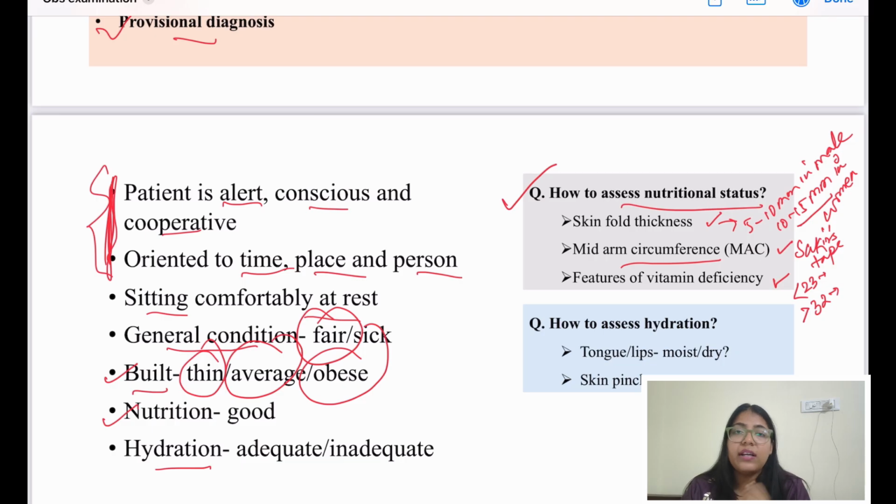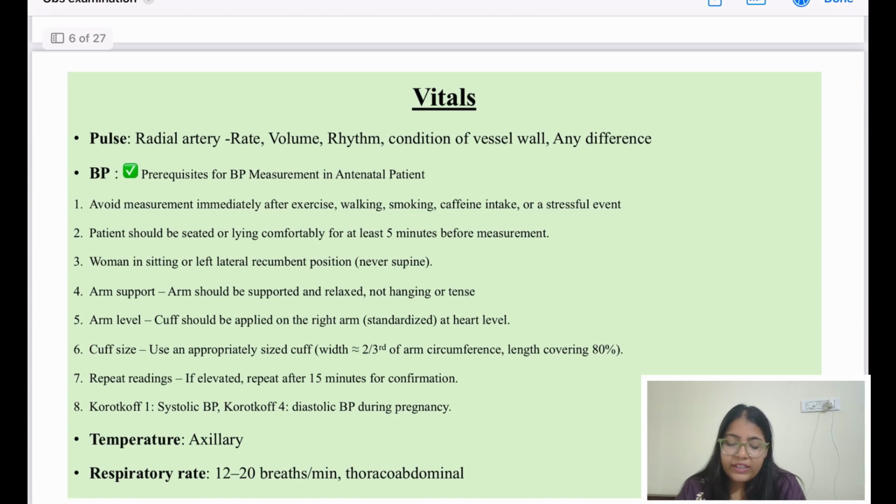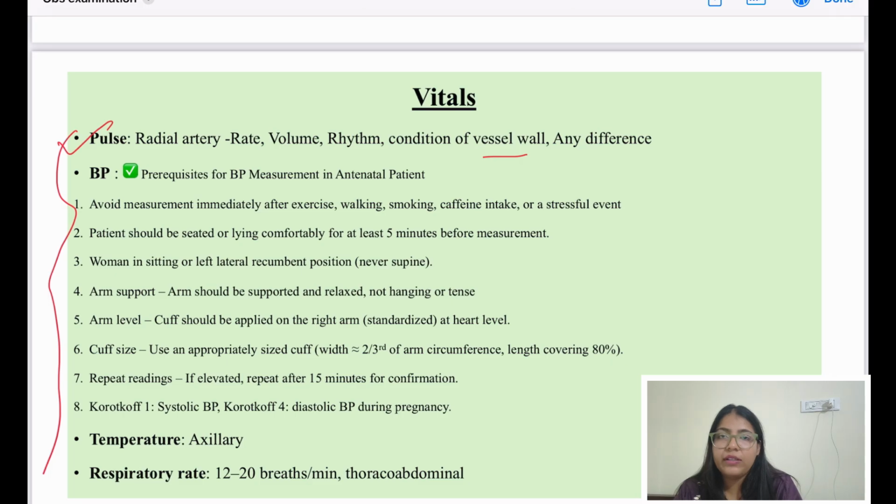So how will you assess the hydration of the patient? You can do it by looking at the tongue or the lips of the patient if they appear dry and chapped, or you can also do a skin pinch test to assess hydration. Now vitals. In vitals, you know how to take the pulse. You take it in the radial artery, you assess the rate, volume, rhythm, condition of the vessel wall, any differences between the radial arteries of both forearms, and if there is any radio-radial or radiofemoral delay.